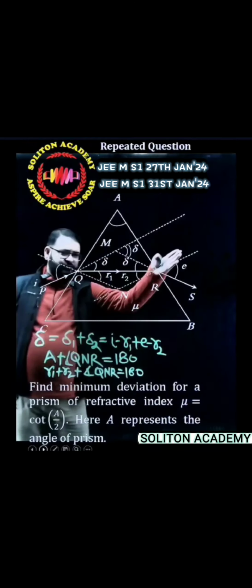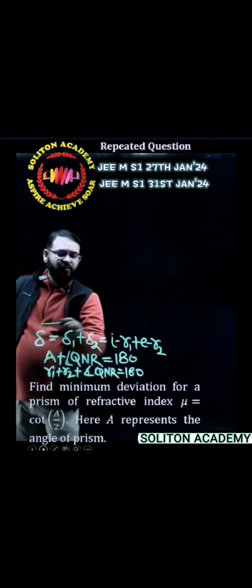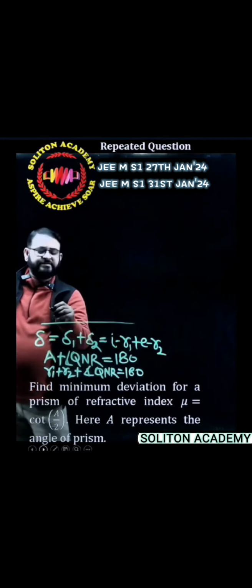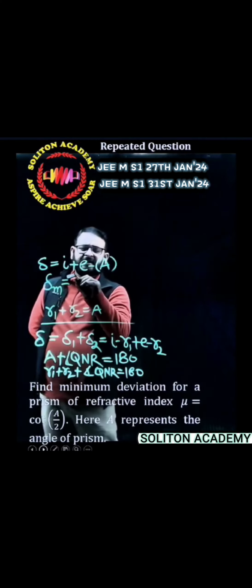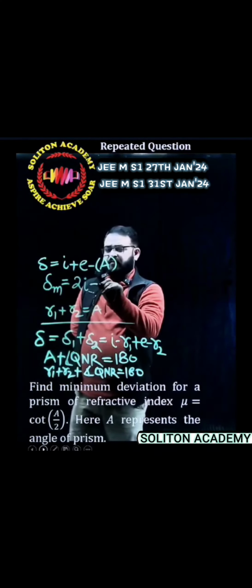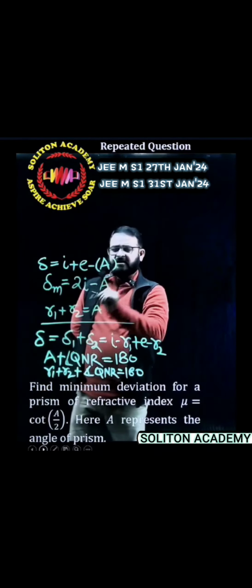Now using these conditions, let's move on. What we obtain is r1 plus r2 is equal to angle A, and the angle of deviation is given by i plus e minus r1 minus r2, so we have i plus e minus A. Now for the minimum angle of deviation, what do we need? The entrance and exit have to be symmetric, so i is equal to e. So for minimum angle of deviation, 2i minus A is the condition.